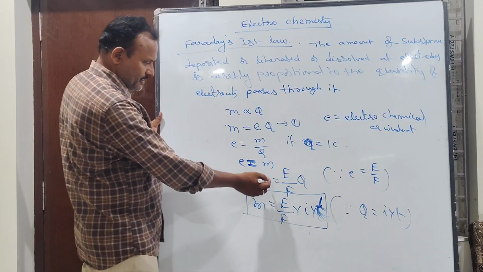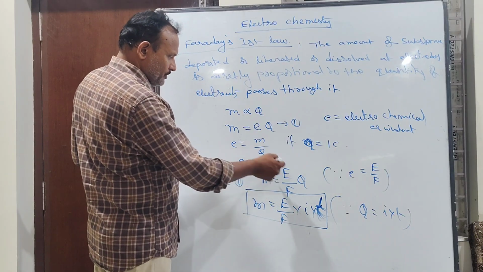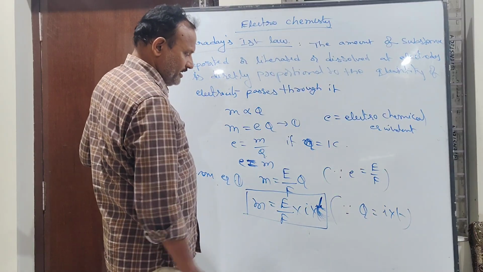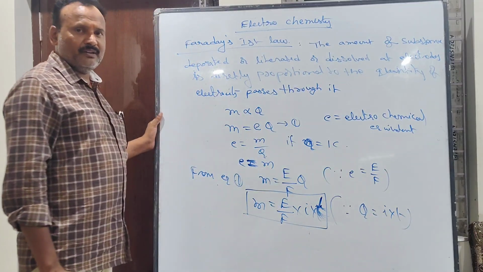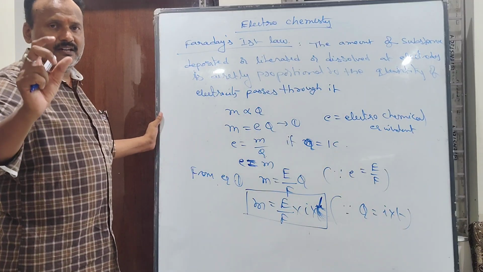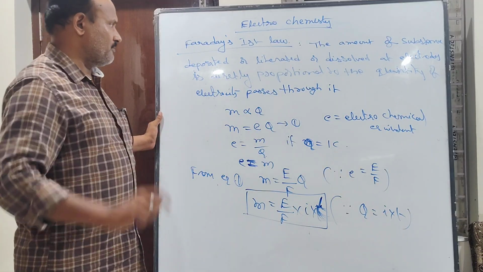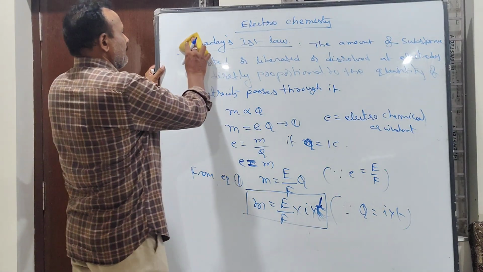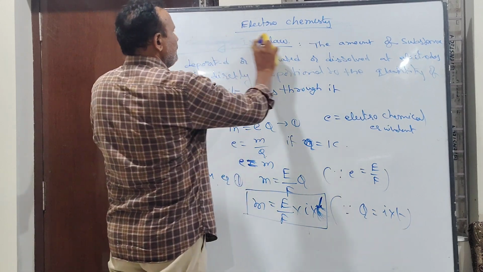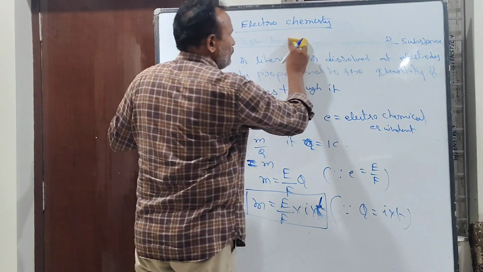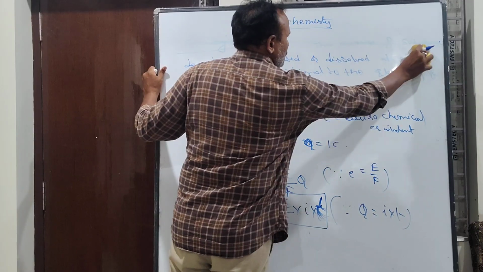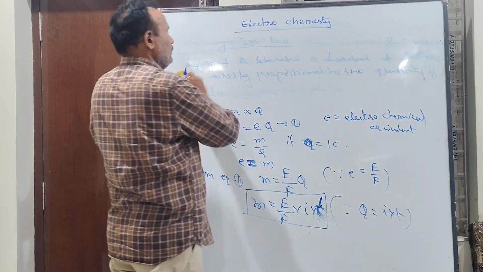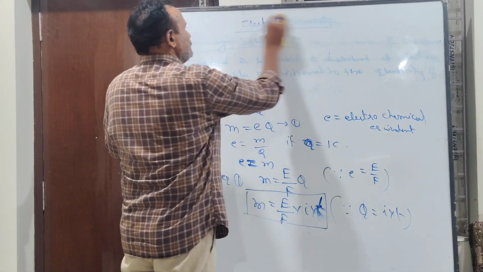From that equation extended, we know that electrochemical equivalent is equal to chemical equivalent by Faraday. Here F is the Faraday. So what do you mean by Faraday? Faraday means charge carried by 1 mole of electrons. Faraday means, I am writing again, charge carried by 1 mole of electrons, right? Charge carried by 1 mole of electrons. So look at now.